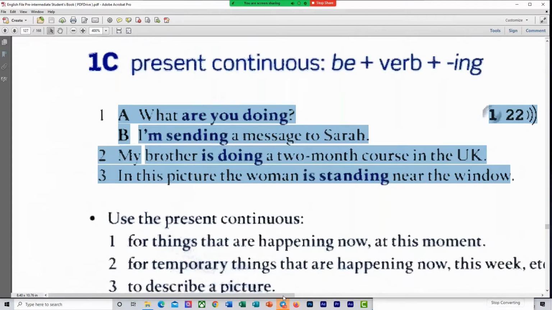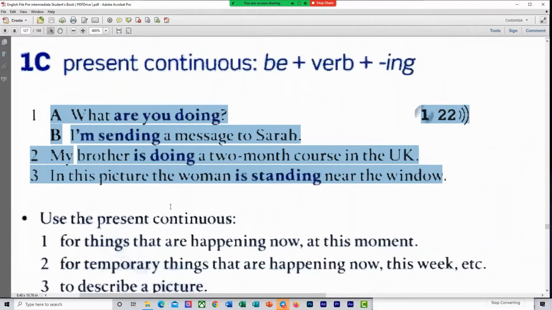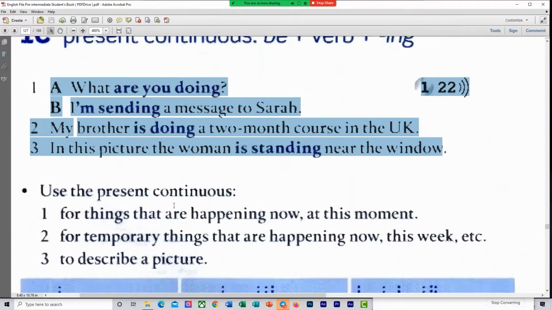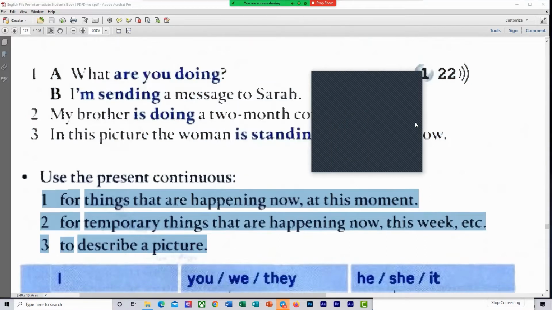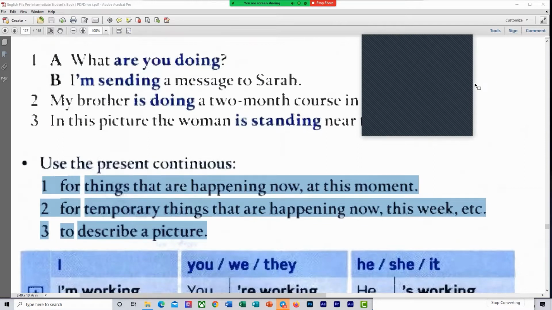Okay, so look at this one, guys. How do we use the present continuous? There are 3 main points. I need someone to help me read. Riek, can you help me? Are you there, Riek? Just read the explanation here.